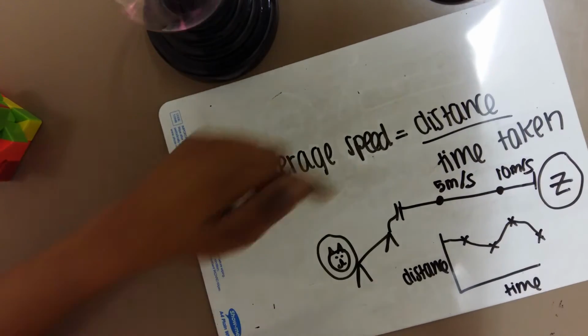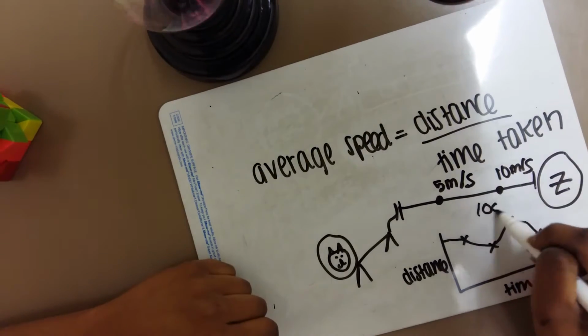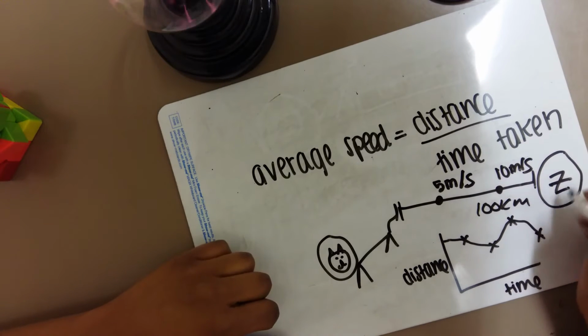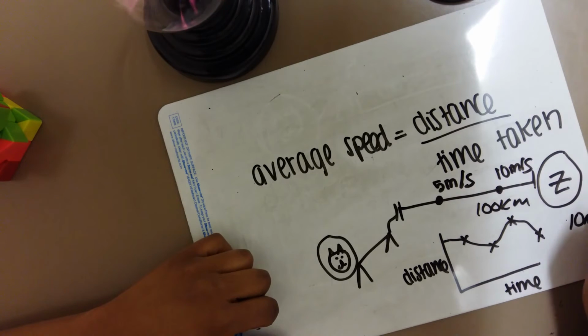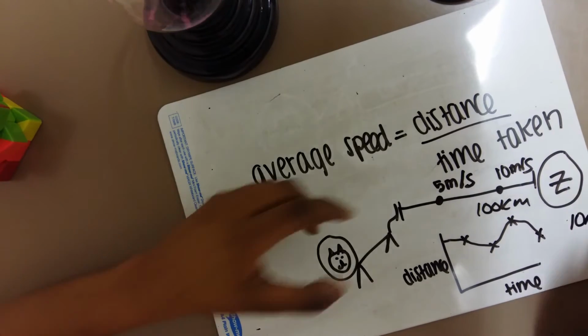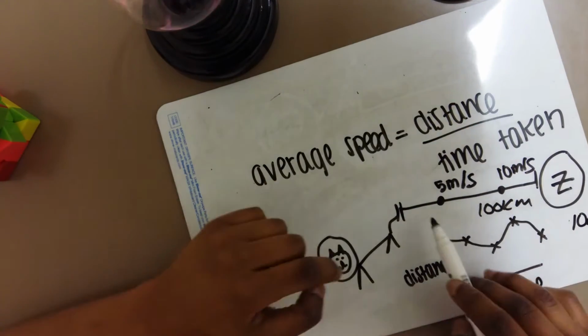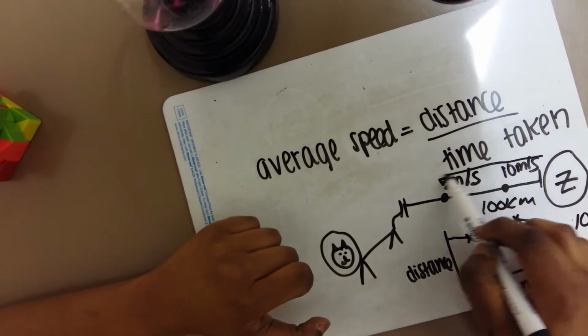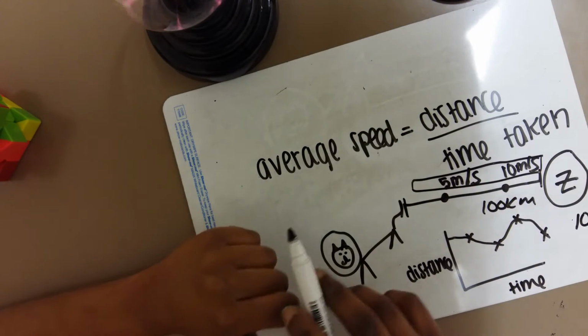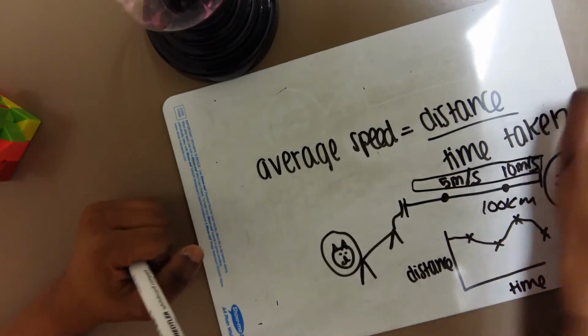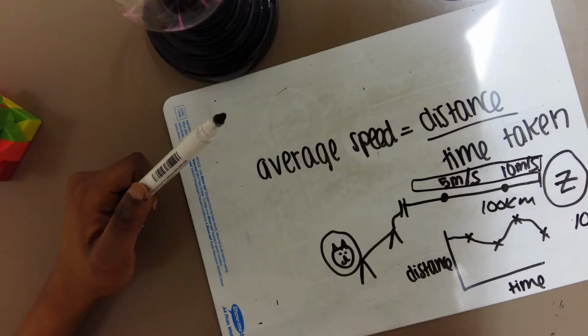So if we just do the distance traveled, let's say 100 kilometers, divided by the time taken, say 10 minutes, we are only getting the distance over the time. We're getting the average over all of the possible speeds that the cat could have been traveling at. So it is the average speed.